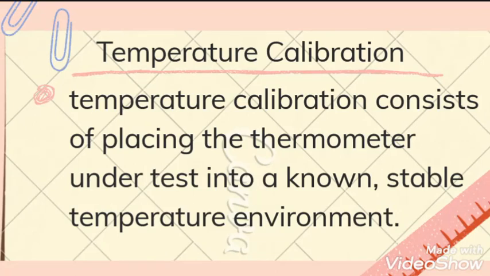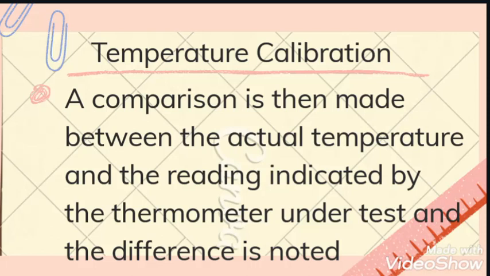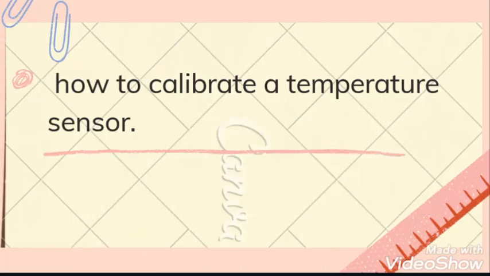Temperature calibration consists of placing the thermometer, which is our sensor, under test into a known stable temperature environment. So we will put our sensor into a stable and known temperature. Then a comparison is made between the actual temperature and the reading indicated by the sensor, which is the thermometer, RTD or thermocouple. Then we will note the difference. What is the difference? And then we will check whether the calibration is needed or not.